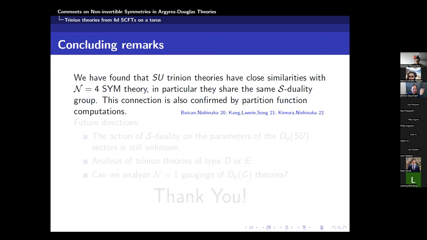Okay, now just to conclude, we have seen that for our trinion theories, our strongly coupled Argyres-Douglas theories, the duality group and one-form symmetry are similar to those of N equals 4. From this perspective, they behave in the same way. Recently, it has also been shown that this analogy with N equals 4 is reflected in the partition function of the theory, in particular the superconformal index. In the Schur limit, it is basically identical to that of N equals 4 modulo a redefinition of the fugacity appearing in the superconformal index.